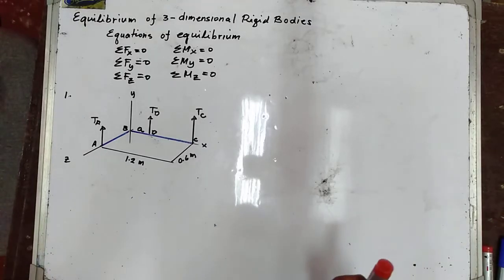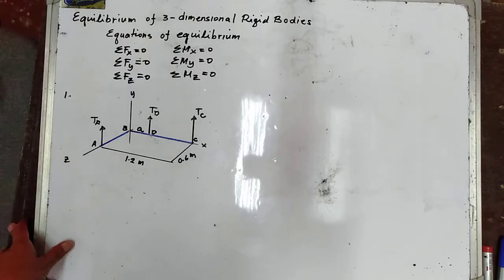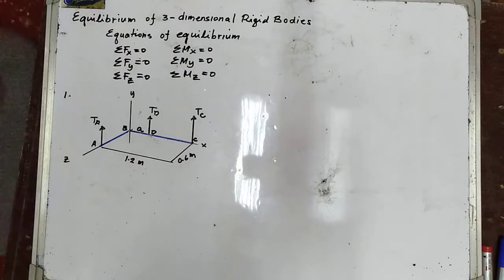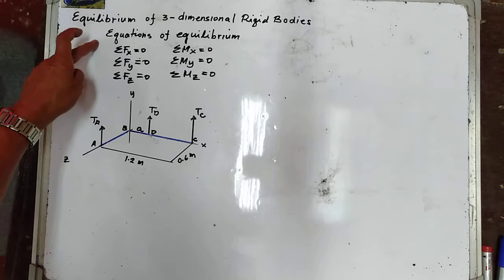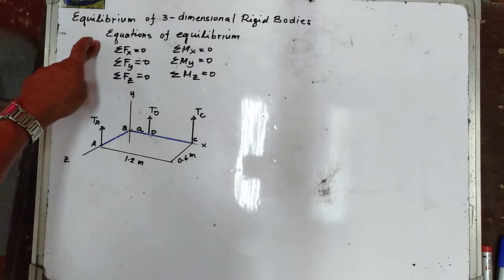Let's proceed to equilibrium of three-dimensional rigid bodies. Now, take note that a system in three-dimensional rigid bodies is in equilibrium if the resultant force is equal to 0 and the resultant couple moment is equal to 0. So we have 6 equations of equilibrium in three-dimensional rigid bodies.